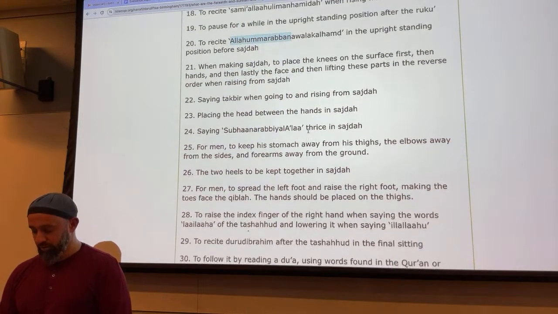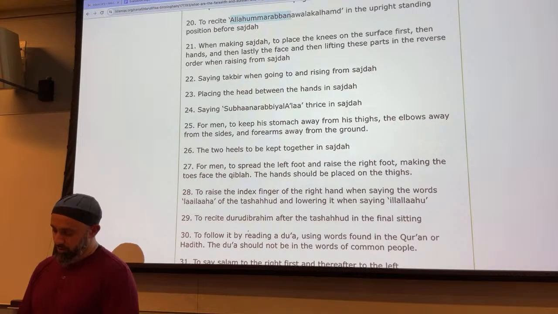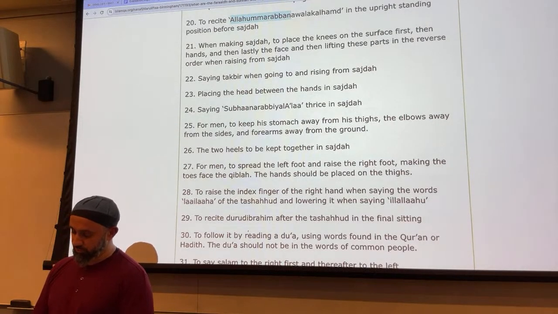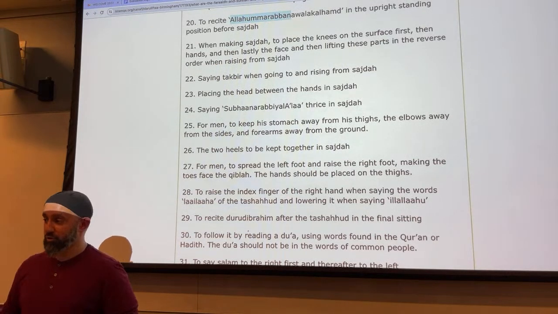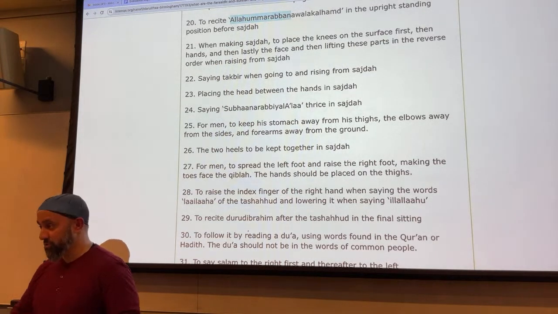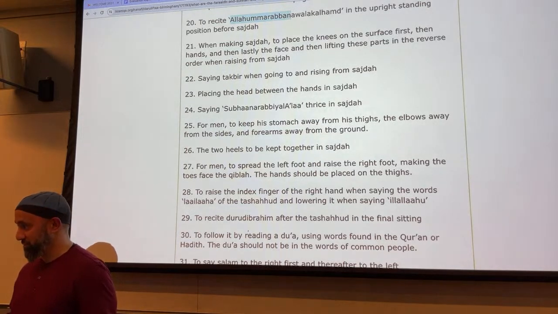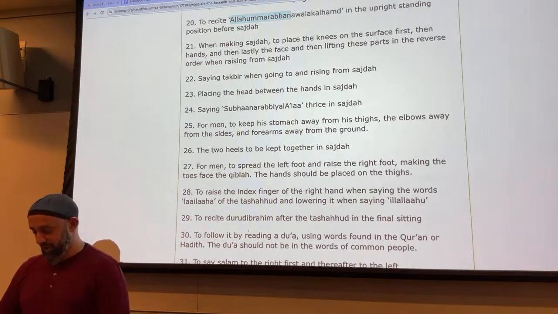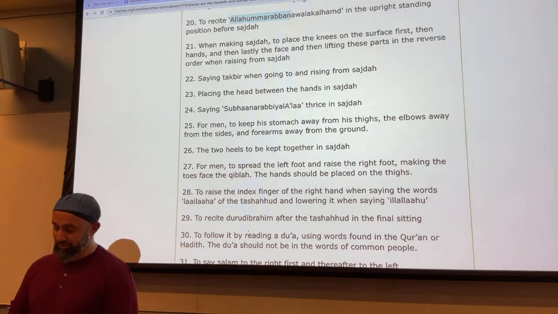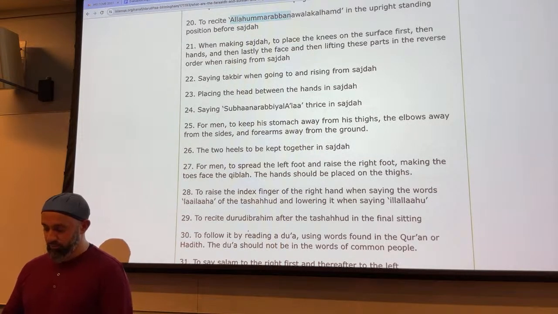21, when making the prostration, you place the knees on the surface first, right? So in the Hanafi school, you don't go down with your hands first, you go down with your knees first. Some people go down with their hands first. There are just different ways of doing it. So in the Hanafi school, you go down with your knees first on the surface, then your hands, and then lastly the face, and then lift these parts in the reverse order. So the reverse would be the face, then the hands, and then the knees, right?